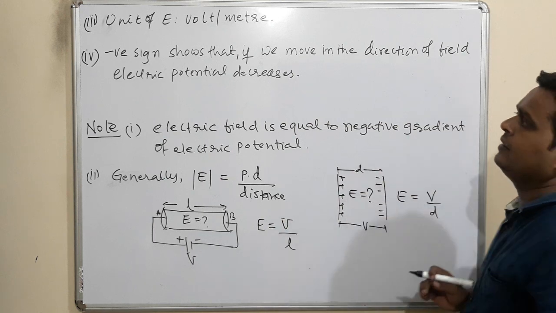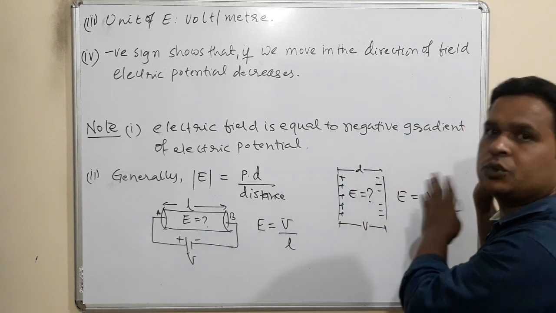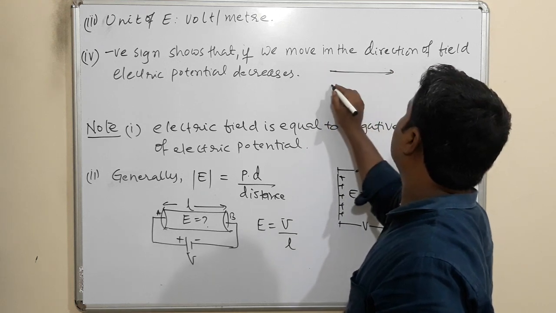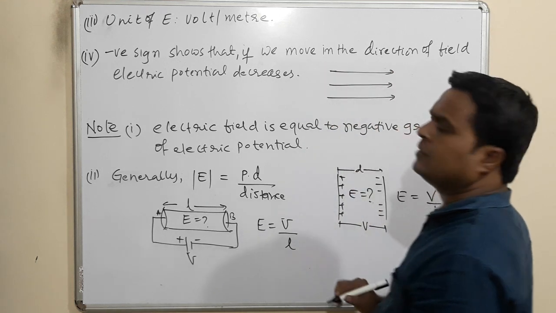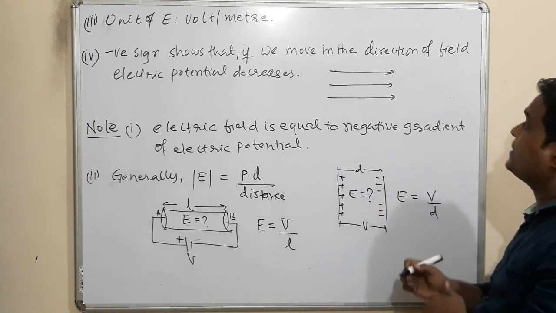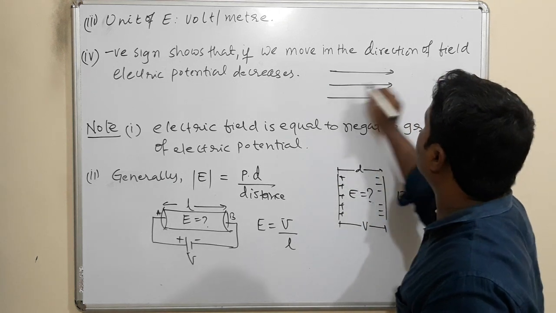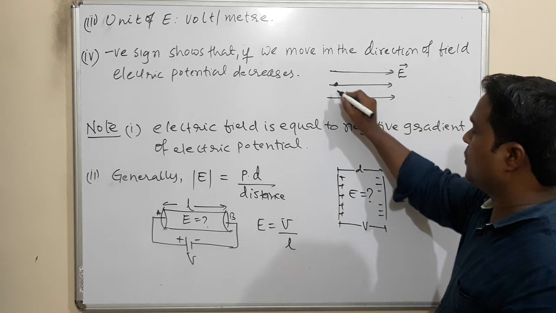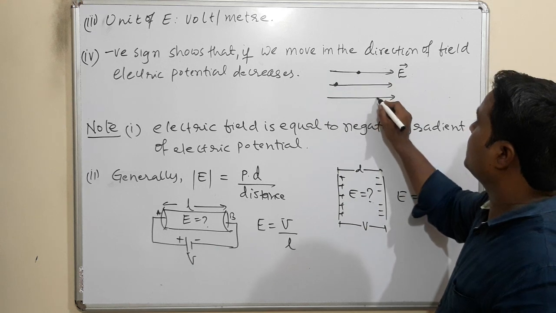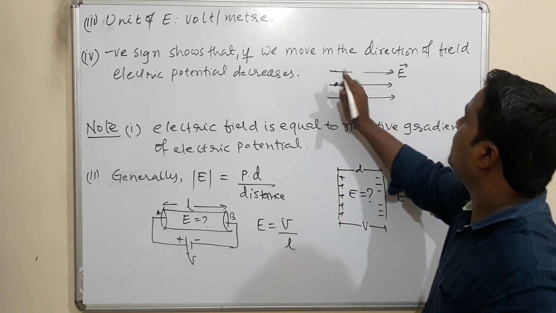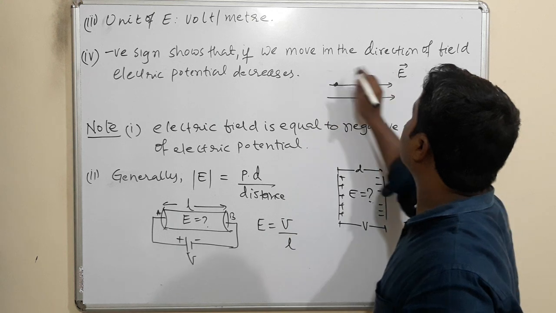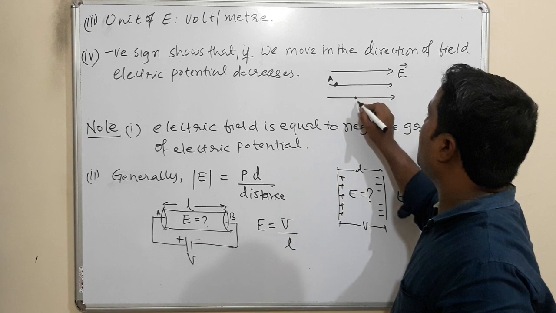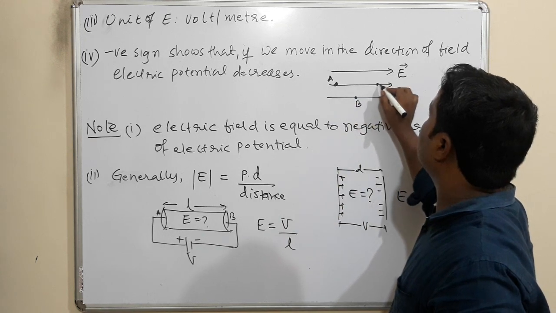Negative sign shows that if we move in the direction of the field, suppose for example I have a uniform electric field here. This question was asked in some previous CUET question. Suppose this is the direction of electric field. Suppose we have three points here. This is point A, this is point B, and let us suppose this is point C.